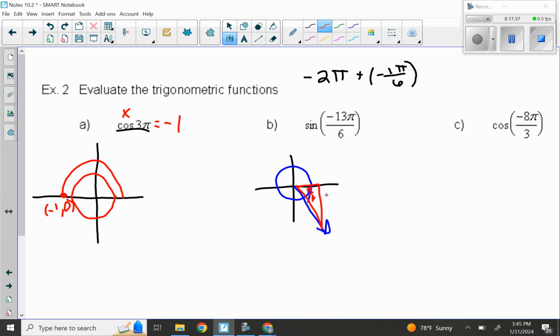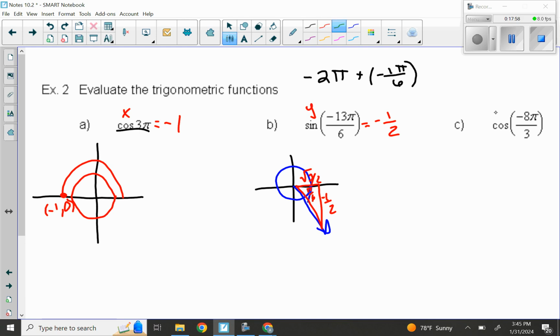So across from the 30 is the negative 1/2. Square root of 3 over 2 is adjacent. Sine is our y value. So this is negative 1/2. Because that vertical up and down is the y value.